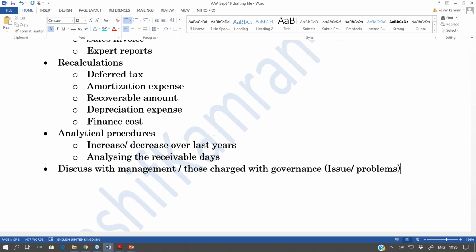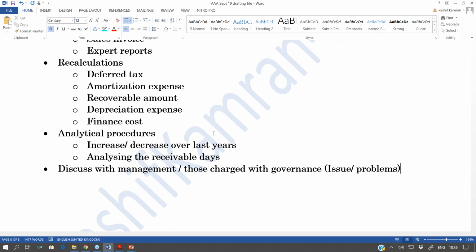So is everyone structurally clear on procedures? One mark per procedure, right? How many marks will we get for a procedure? How many marks will we get for one single procedure? One. And to write a good procedure, what should we do?